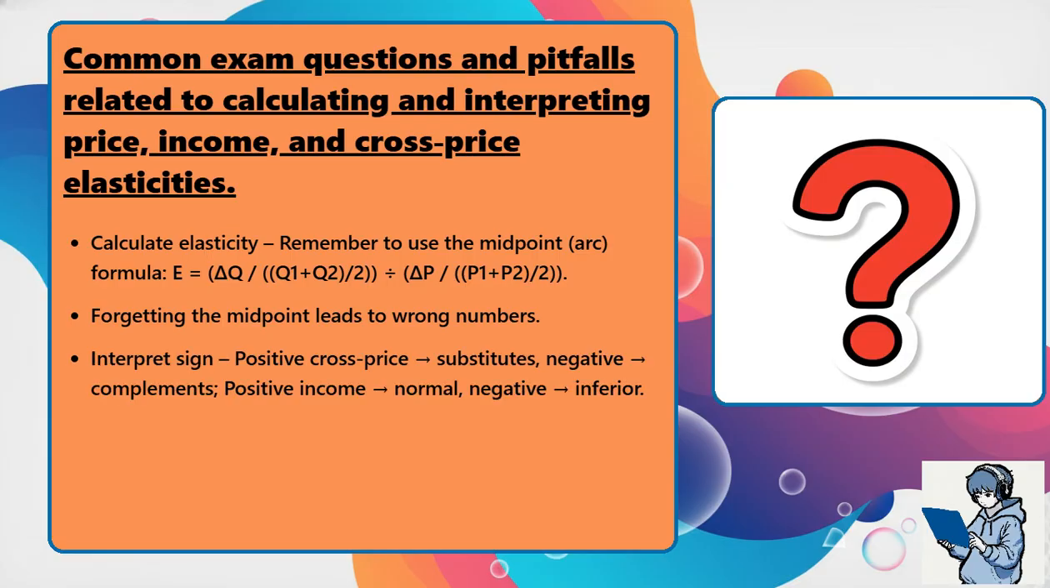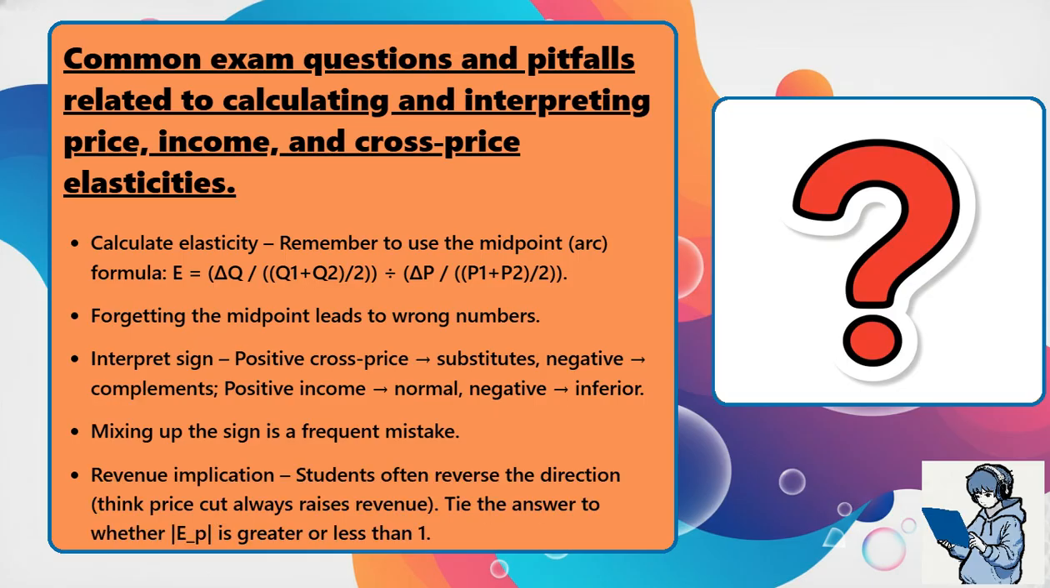Interpret the sign. A positive cross-price elasticity indicates substitutes, a negative cross-price elasticity indicates complements. A positive income elasticity indicates a normal good, a negative indicates an inferior good. Mixing up the sign is a frequent mistake.